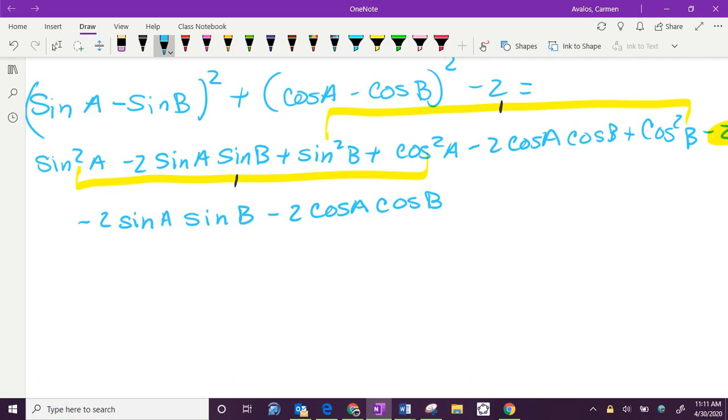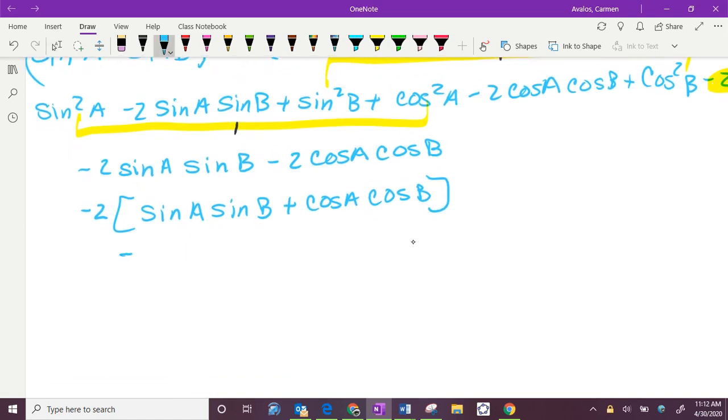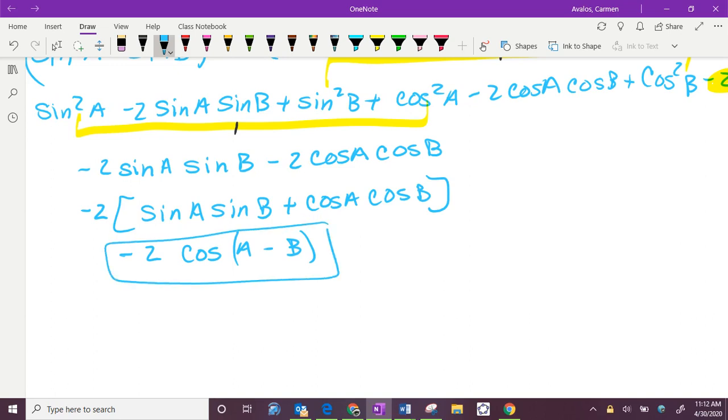And so then when we have this, I could factor out a negative 2. And that gives the sine A sine B plus cosine A cosine B. And we're back to the cosine, right? And so now we have that it's going to be negative 2 cosine of A minus B. And that is our answer. Very good. All right. Good job.